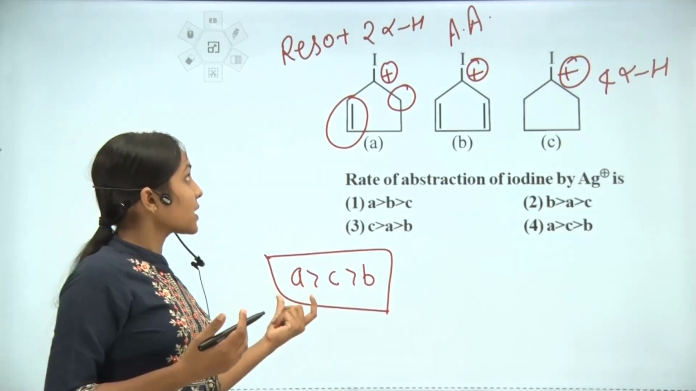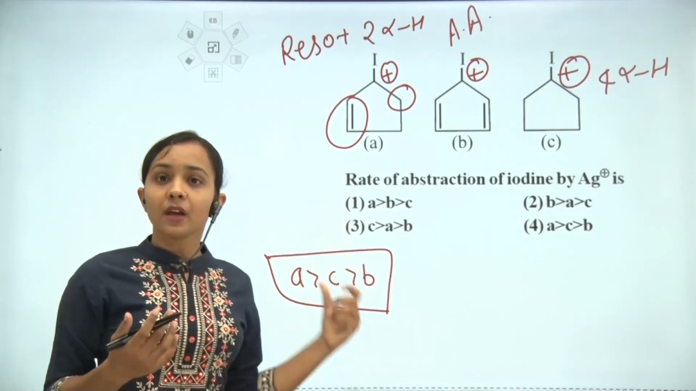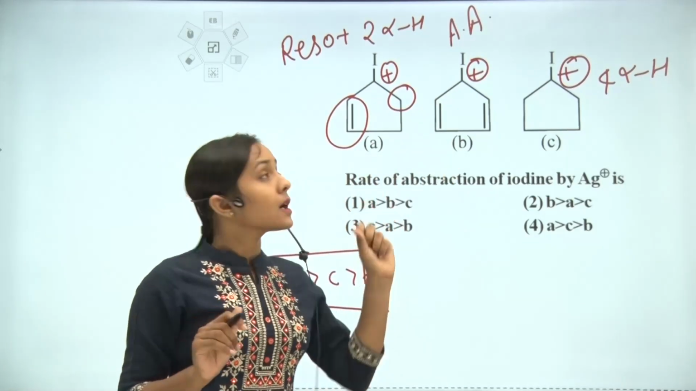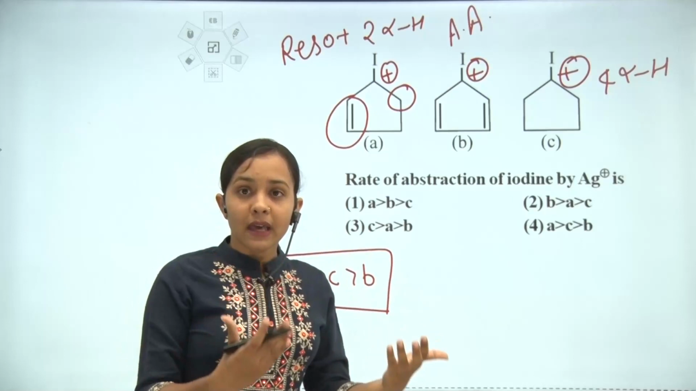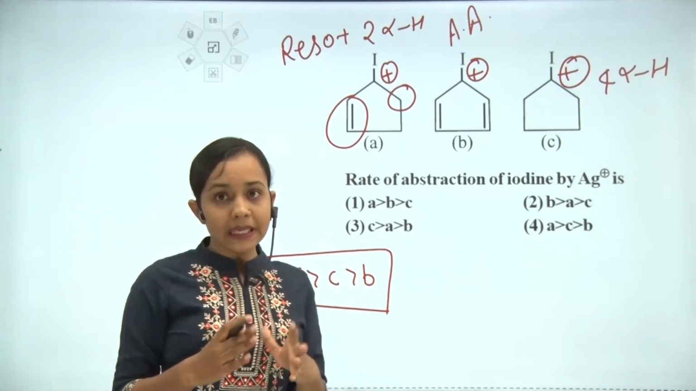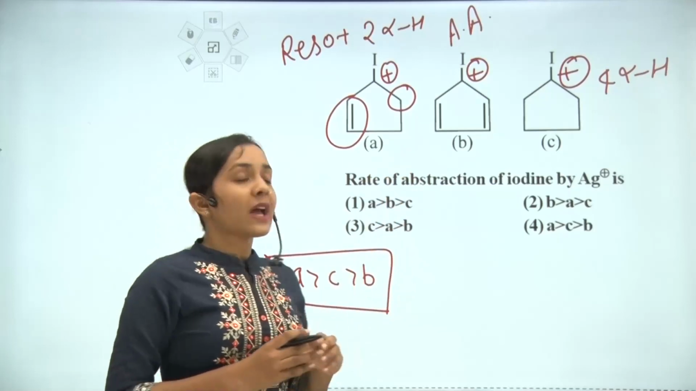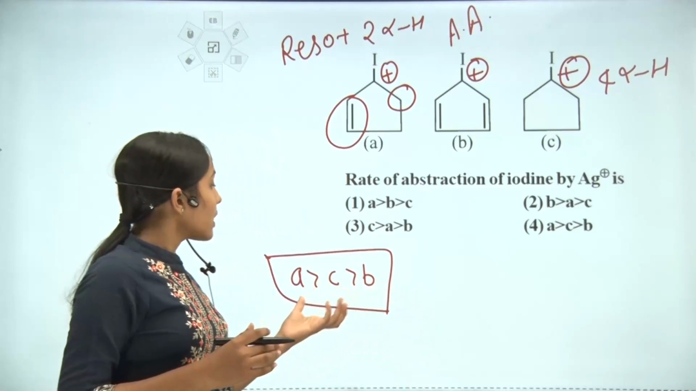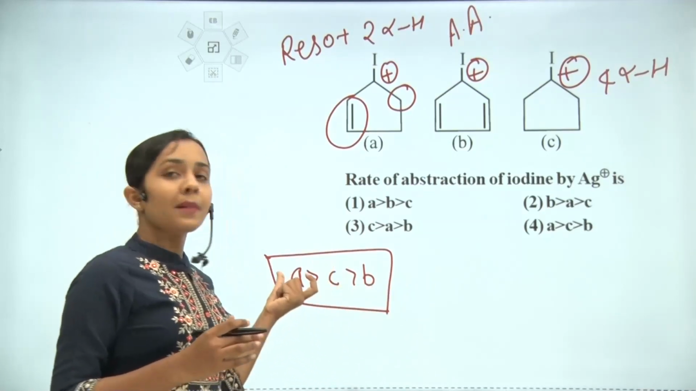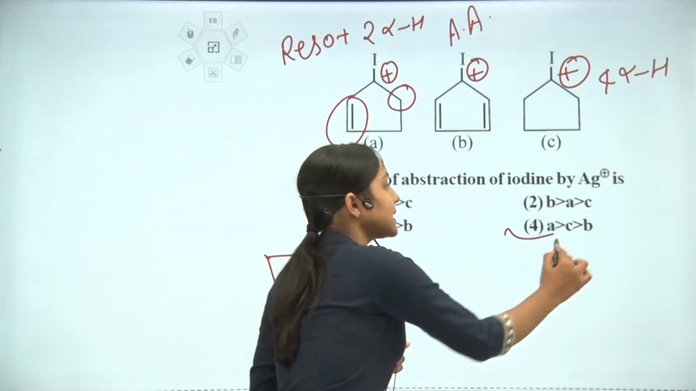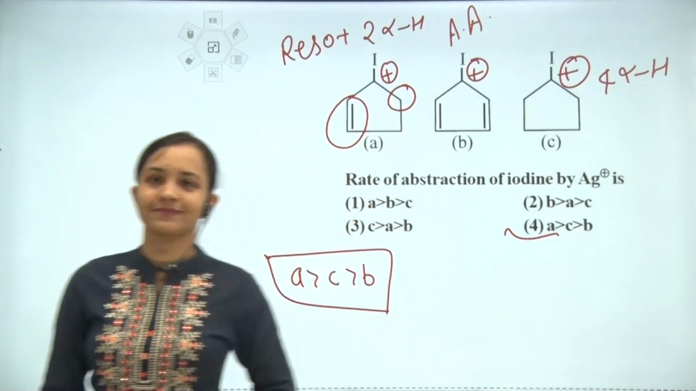So the rate of abstraction of iodine for compound A will be very high. Now compound B will become an antiaromatic compound which is very unstable, right? So the rate of abstraction of iodine for this compound will be very low. So the rate of abstraction of iodine for these compounds is in the order A, C, B. So option 4 is the correct answer. Thank you.